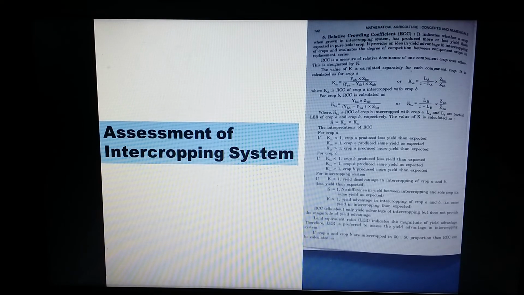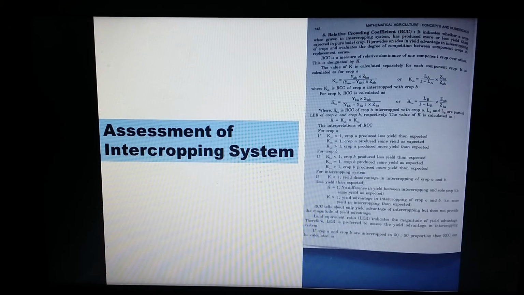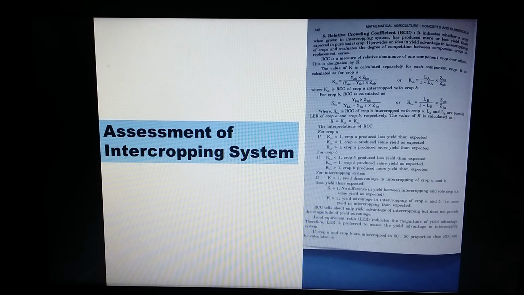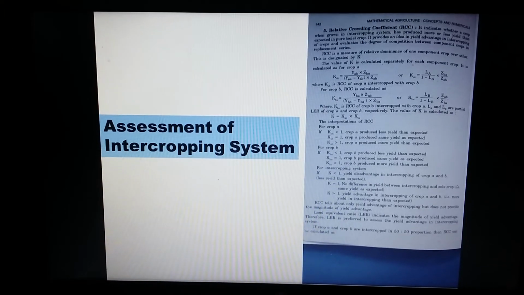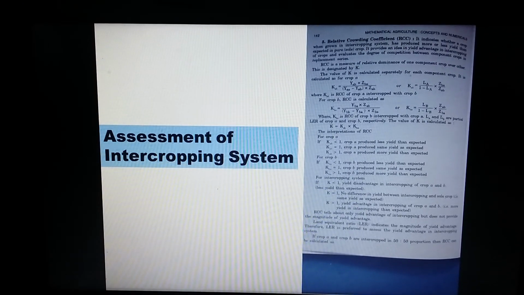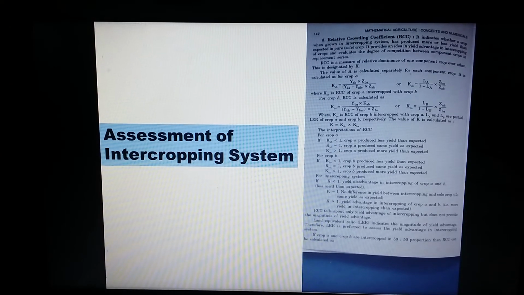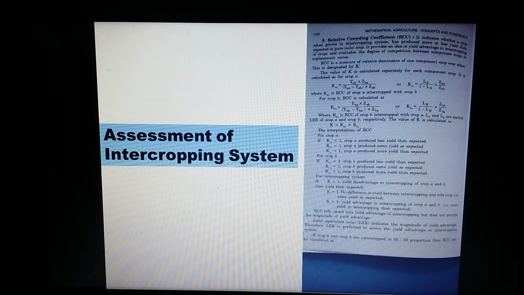yield disadvantage in an intercropping of both crop A and crop B. If the relative crowding coefficient of a system is equal to 1, that means no difference of yield between intercropping and the sole crop. That means the same yield as expected. If the relative crowding coefficient of a system is more than 1, that means the yield advantage in an intercropping system of crop A and crop B. That means more yield in an intercropping system than expected.